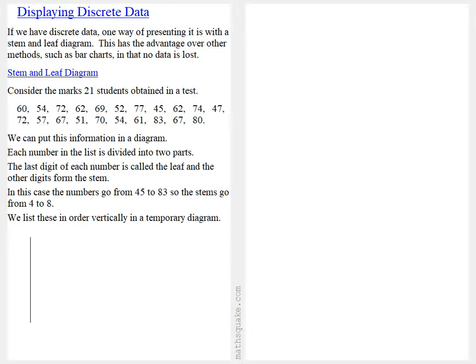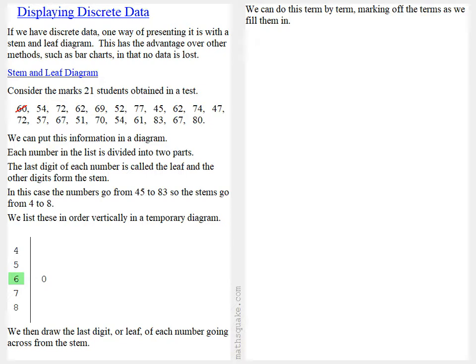So we draw a bar, and beside it we write the numbers 4, 5, 6, 7 and 8. We then draw the last digit or leaf of each number going across from the stem. Now the first number in the list is 60. So in the row with a 6 we write a 0. We can do this term by term, marking off the terms as we fill them in.